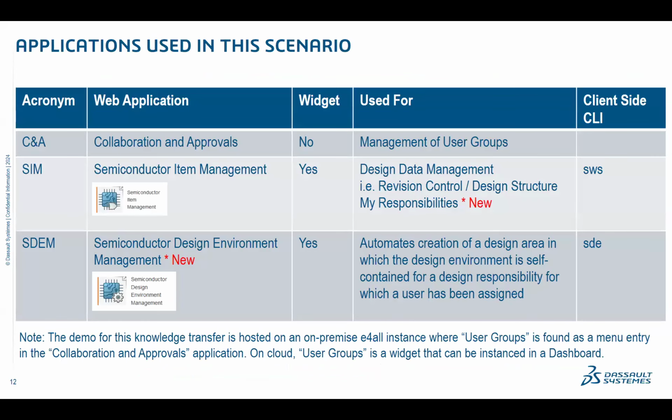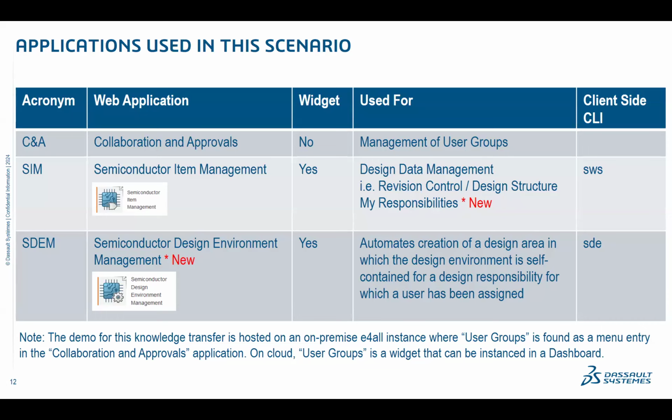So in the scenario that we're going to talk about here, there are actually 3 applications used. When we talk about access controls to either the data that's in a repository or the right to create a design area to work on data that's in a repository, all of that's done by assigning user groups. And user groups is an application on the platform that just collects together platform user names.